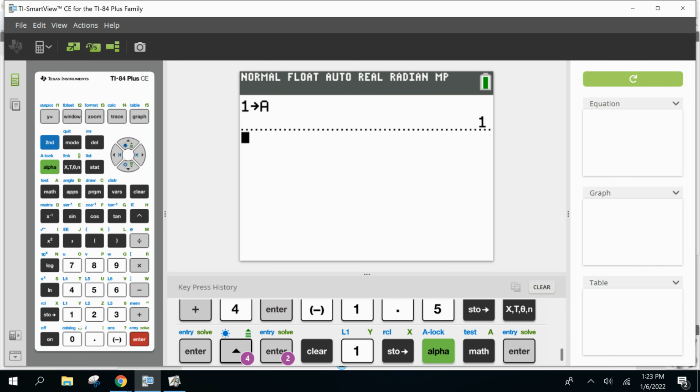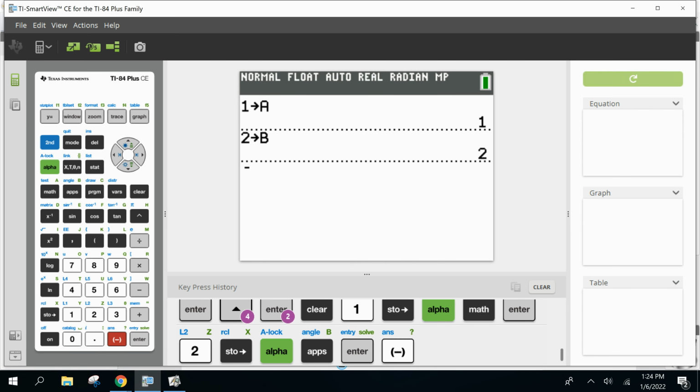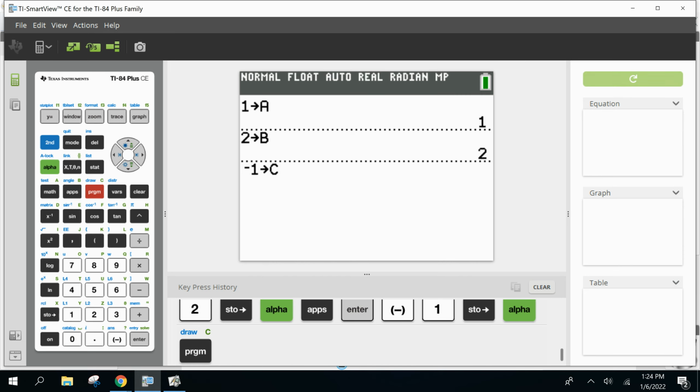Let's do the same thing for b and c. What's your b value? 2. Store it in for, and it goes in alphabetical order. Everyone see where B is. Alpha apps, enter. And then your c value, -1. Make sure you hit the negative sign, not the subtraction sign. -1, store it in for C. Boom. So all those numbers are in there now.